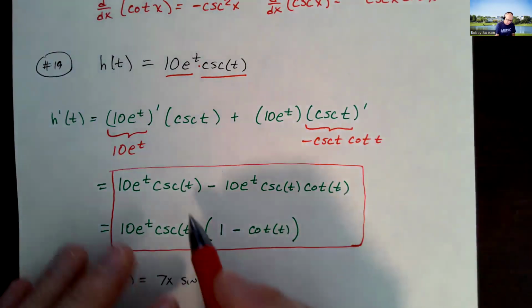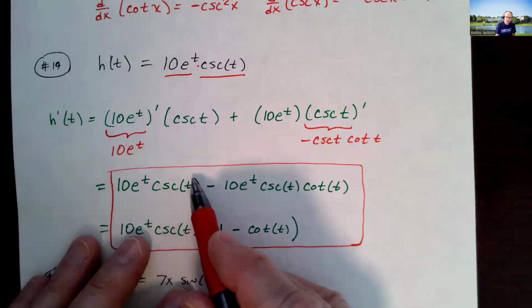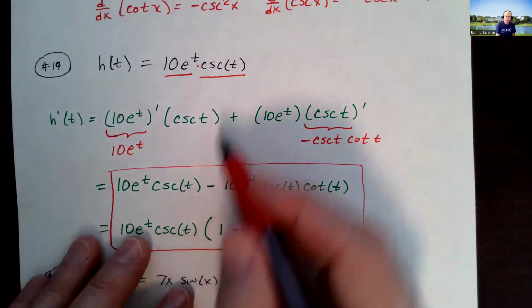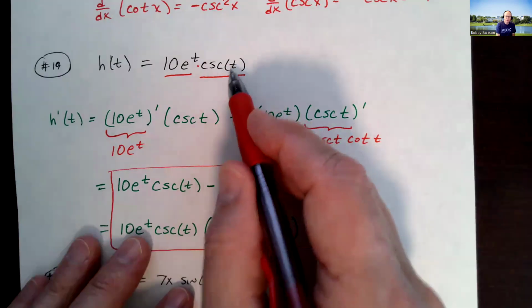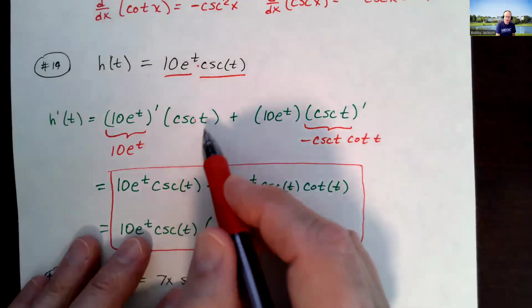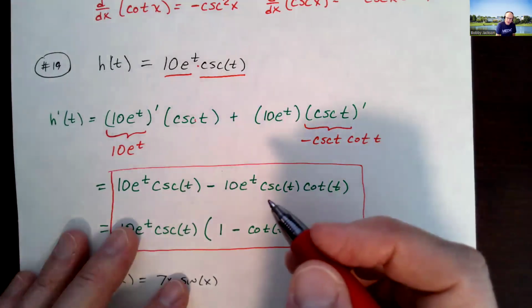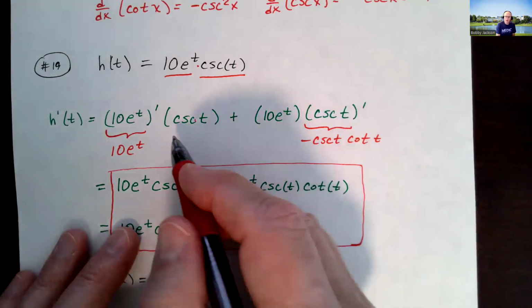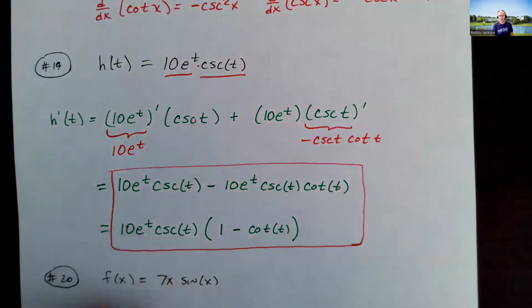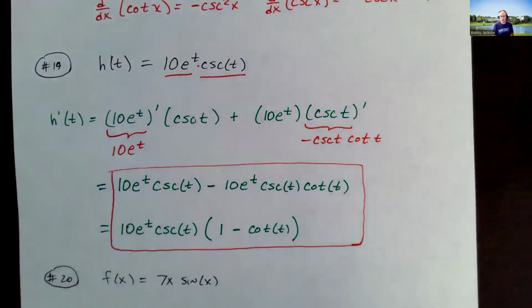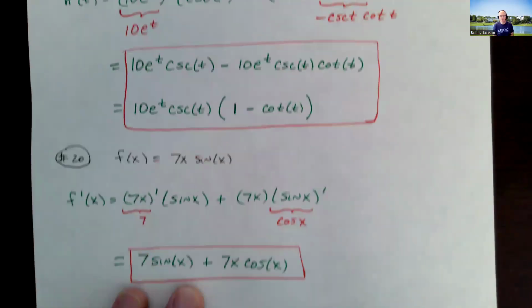Either of these forms will be fine. I'm writing it in the form that you typically, I think, have to put it in. A lot of times we don't write the parentheses around the cosecant of t. We get kind of lazy. We probably should, but we don't. And so just be used to both of those notations. Okay, that's number 19.